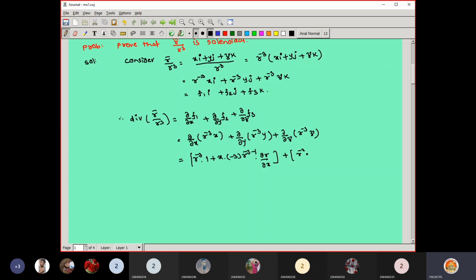So r to the power of minus 3, y derivative is 1 plus y as it is, r power minus 3 derivative, minus 3 into r to the power of minus 3 minus 1 into, whenever you are taking the differentiation, you are writing dou r by dou y. And similarly, the last term is there. Here also you are using UV rule. So r power minus 3 into z derivative 1 plus z into that derivative, minus 3 r power minus 3 minus 1 into dou r by dou z.